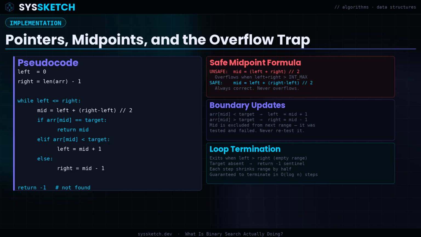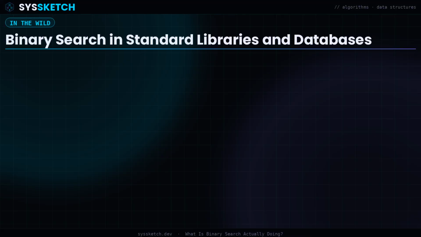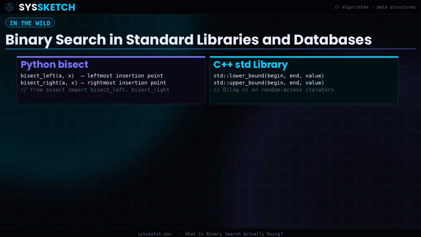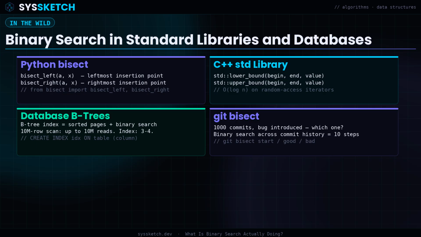Binary search does not only exist as a standalone function. It is the foundation of a family of standard library tools and data structures you encounter regularly. In C++, lower bound and upper bound use binary search to find the first position where a value is no less than the target, and the first position where a value is strictly greater than the target, respectively. In Python, the bisect module provides bisect left and bisect right for the same purposes. These functions let you find insertion points in sorted lists, count occurrences of a value, and implement sorted multisets efficiently, all in O of log n time.